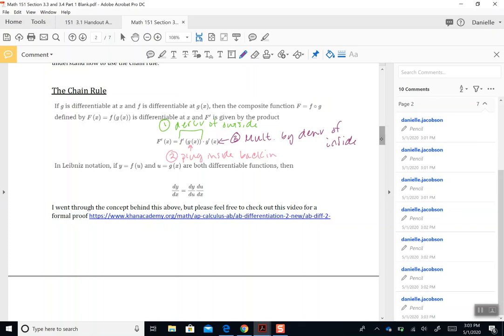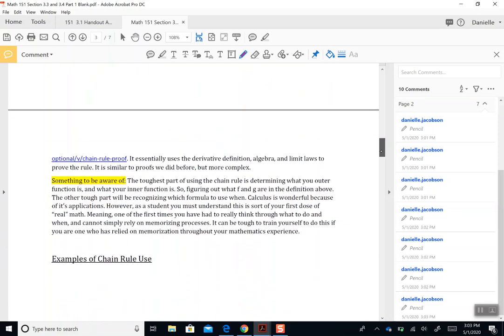Interchangeably, you could say big function or outside function. You could say inside function or little function. It means the same thing.